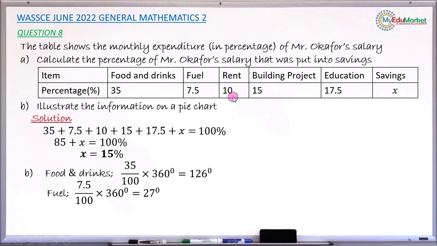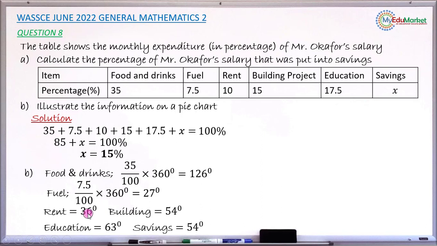I did the same for the other items. So rent will have 36 degrees, building 54 degrees, education 63 degrees, and savings, using this 15 as the percentage, gives 54 degrees. So I have all the angles for each and every item. What remains is to just move and draw the pie chart.